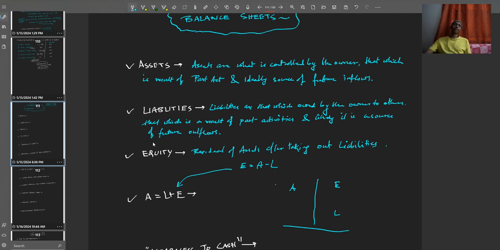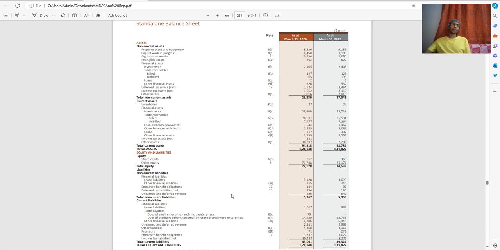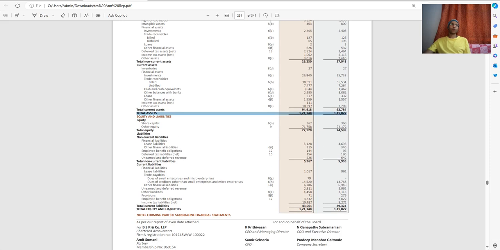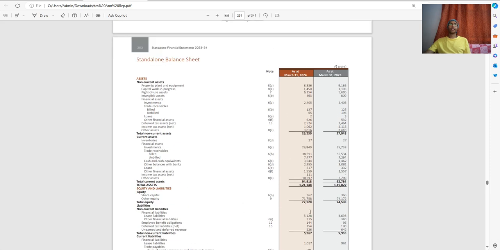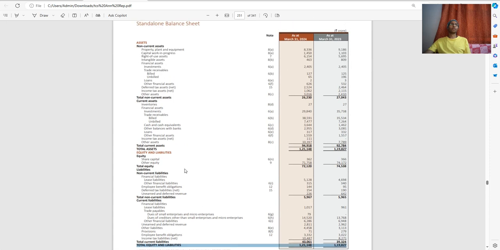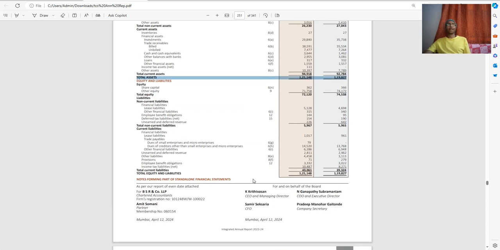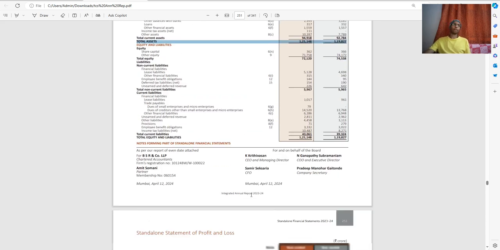Although in our example they are stacked one above the other, the numbers will be exactly the same. If you add equity plus liabilities, you will find that it is exactly equal to assets. Let's verify. See here, friends, total assets 121,148. Total equity plus liabilities 121,148. Previous year total assets 119,827, and total equity plus liabilities 119,827. So it is the balance sheet that we are talking about here, naturally.